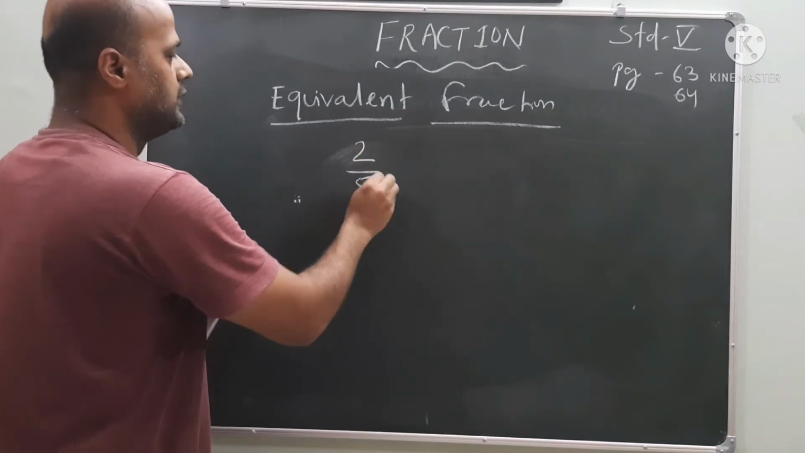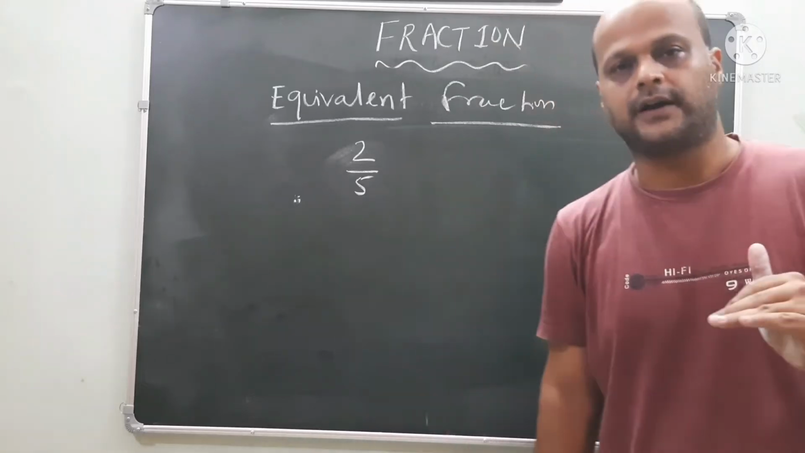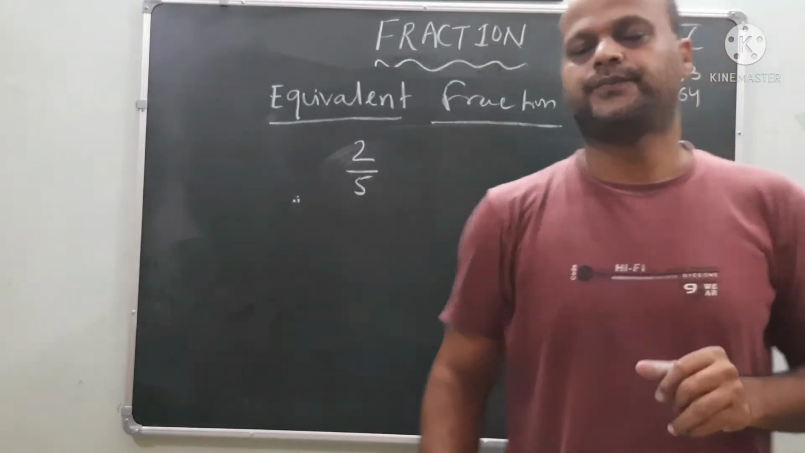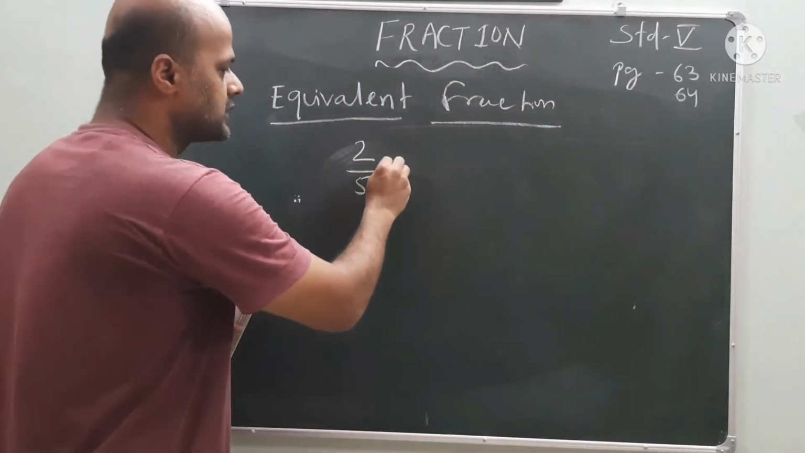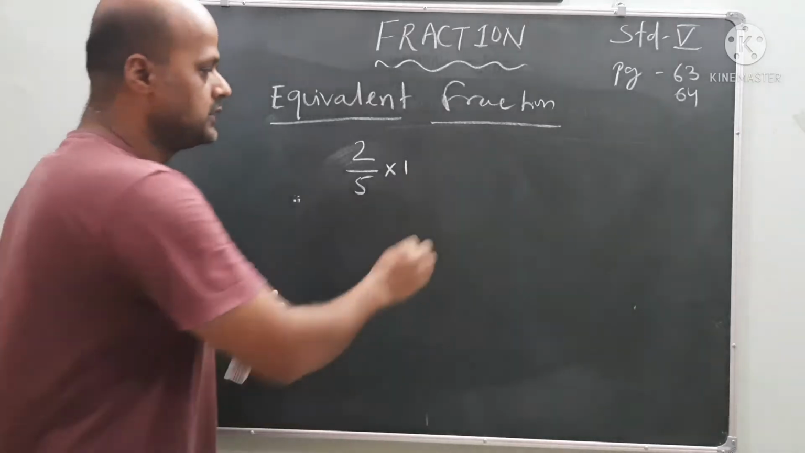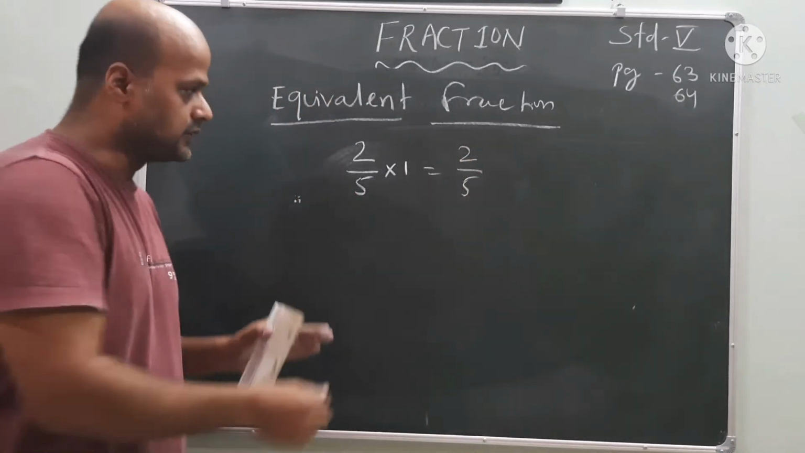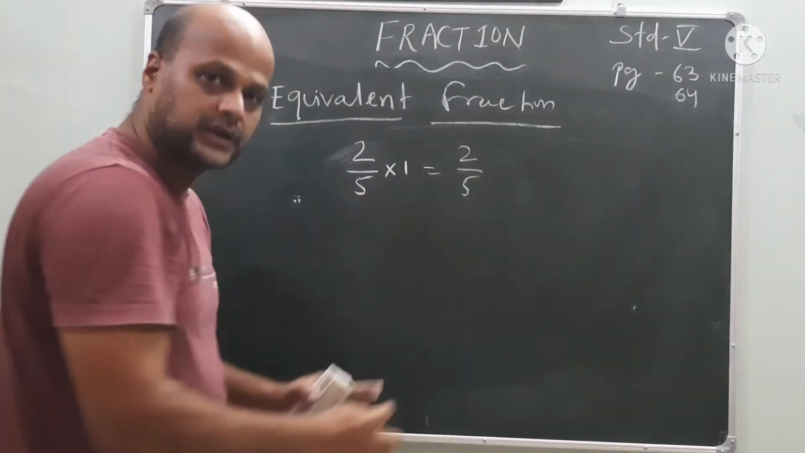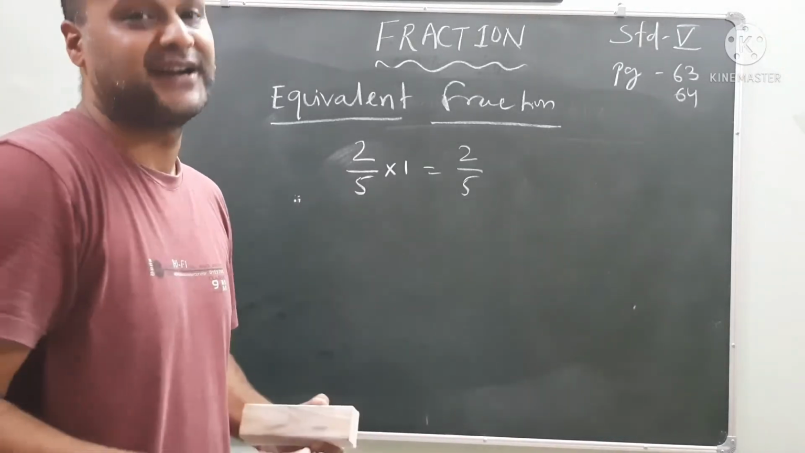2 by 5. Write down the equivalent fraction of 2 by 5. Let's take 1. This 2 by 5 is nothing but it multiplied with 1. How much will the answer come? 2 by 5 or not? Any number multiplied with 1, then that same number will come or not? Yes, it is coming. You know it better than me.